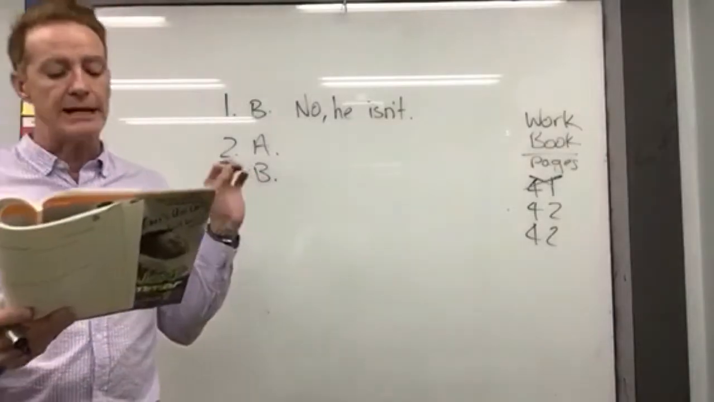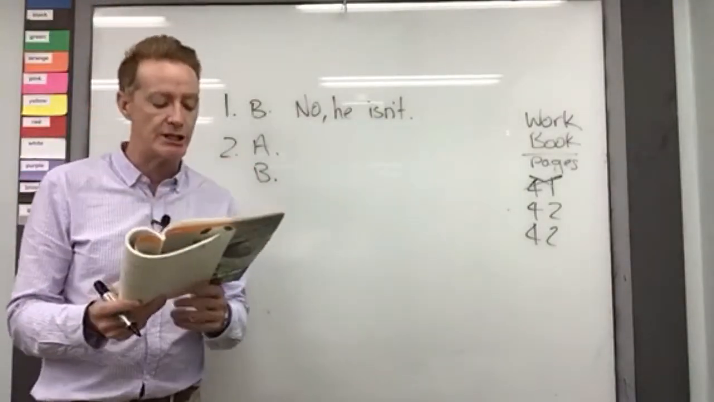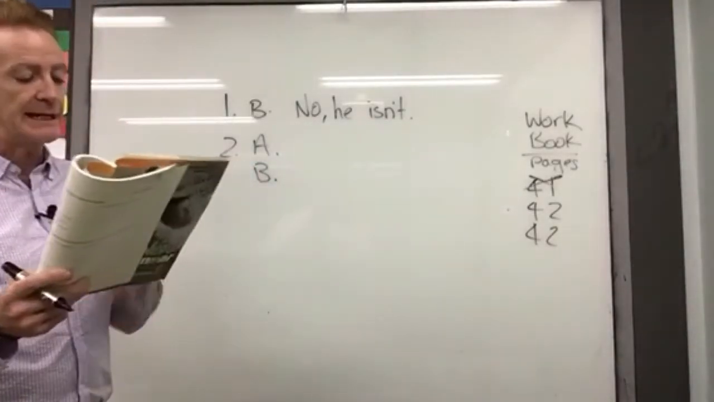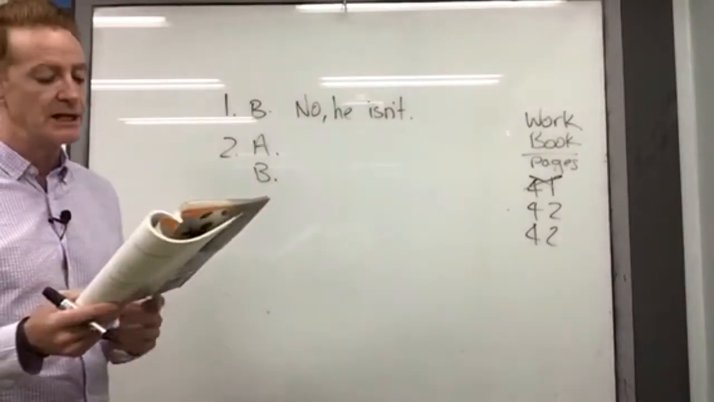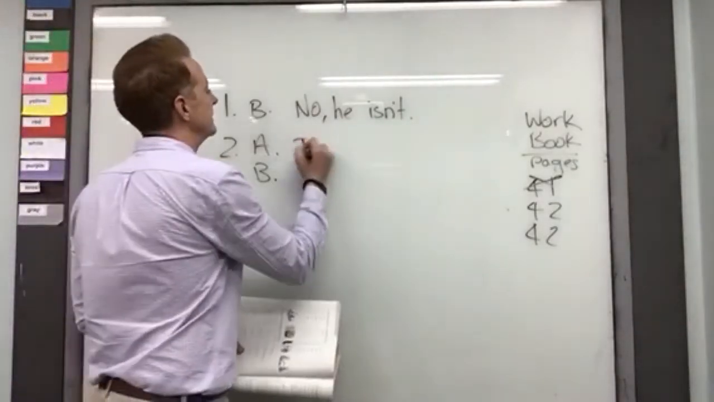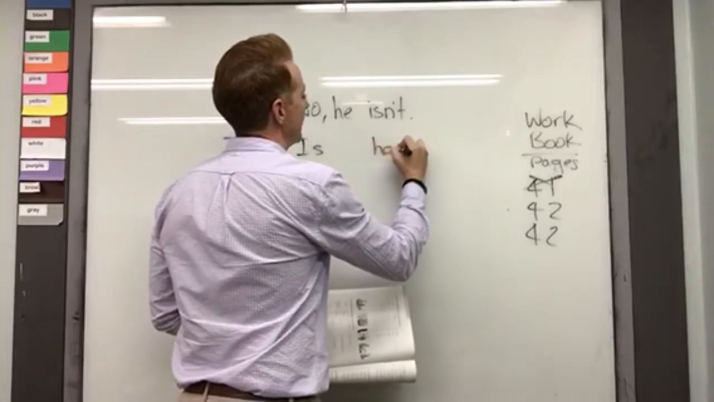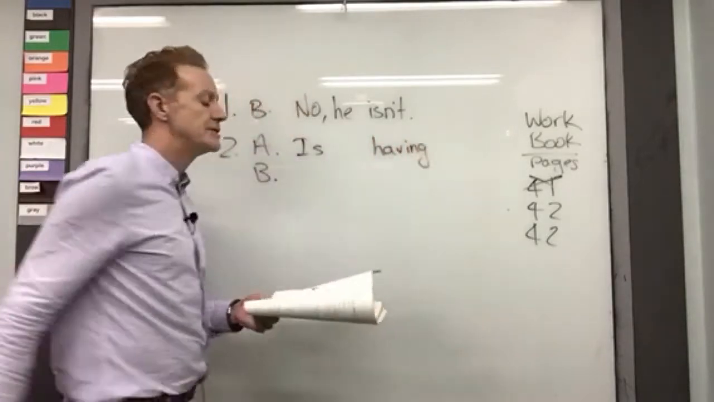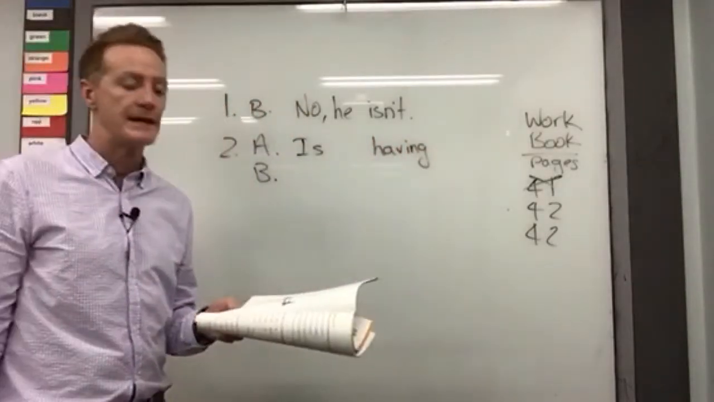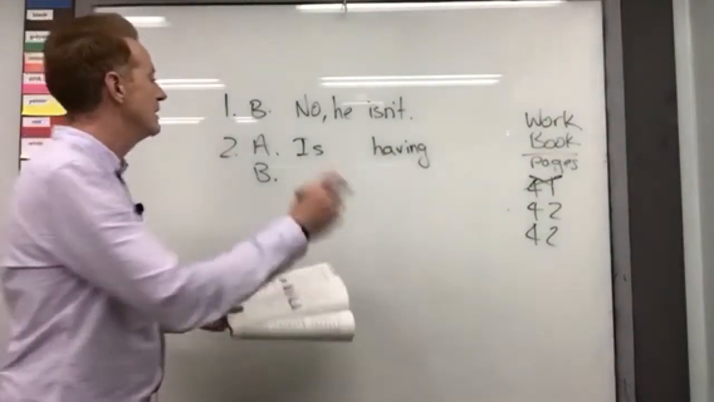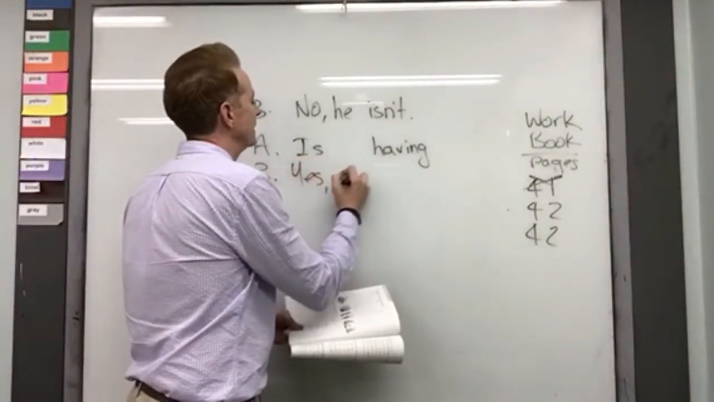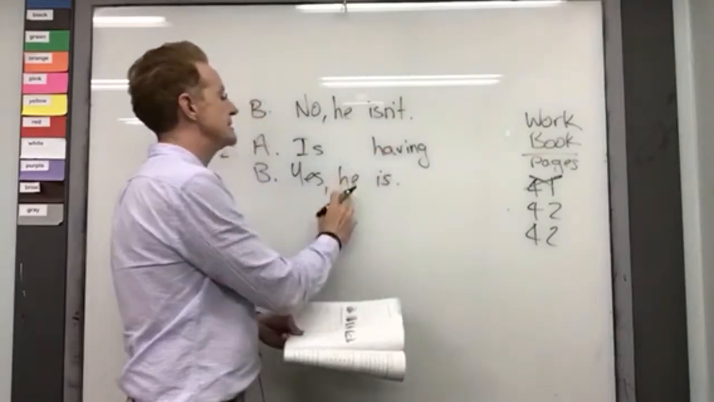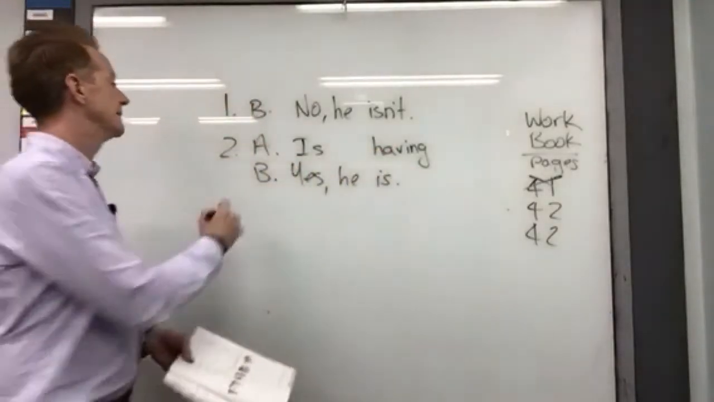No he isn't. All right, number 2A, we have to make a question. And it's have. So, is Jason having dinner with your family now? Answer, yes, he is. Jason is a boy, so yes, he is.